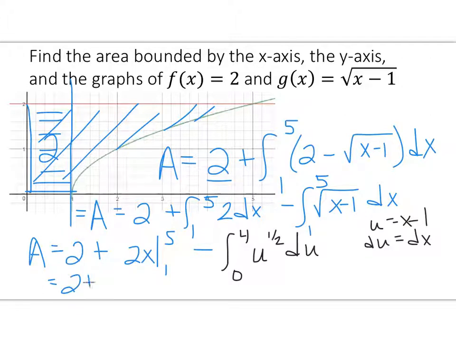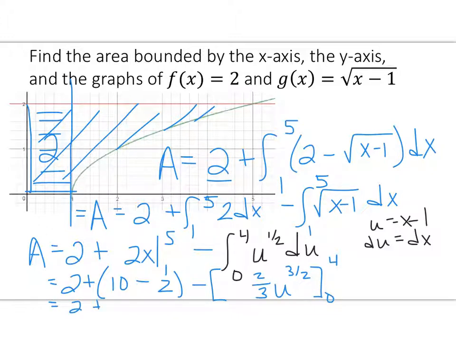So here I have 2 plus, 2 times 5 is 10, 2 times 1 is 2, so 10 minus 2, minus, here my integral is going to be 2/3 u to the 3/2, evaluated from 0 to 4. So here I have 2 plus 8, minus, here I'm going to plug in my 4. So 4 to the 3rd is 64. The square root of 64 is 8, so I have minus 2/3 times 8. So I have 10 minus 16/3, which gives me 30/3 minus 16/3 to give me 14/3.